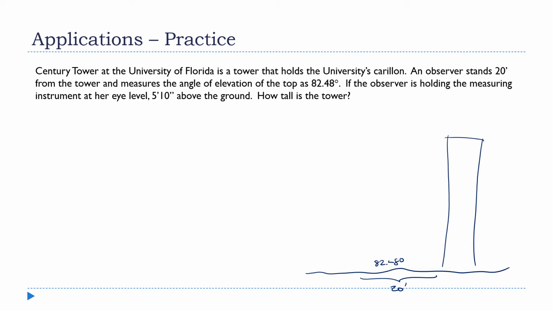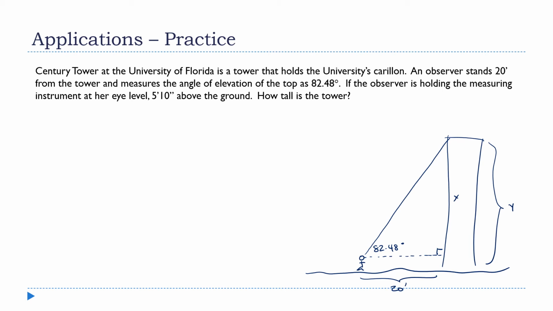The observer is holding this measuring instrument at eye level. So from eye level, the angle of elevation is 82.48 degrees. And you see, there's my right triangle. I'm going to call this x, and what I'm looking for is y, this full distance. But what I'm going to do is find x, then add her height. Add those two values together, and I should get the number that I need.